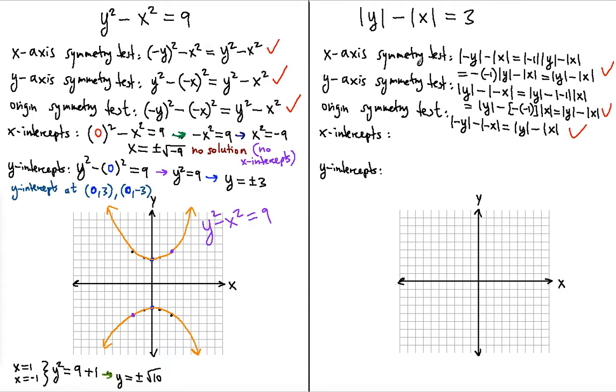So that's good. So let's test the x and y intercepts. For the x-intercept, we set y to 0. So we're going to set this guy to 0.